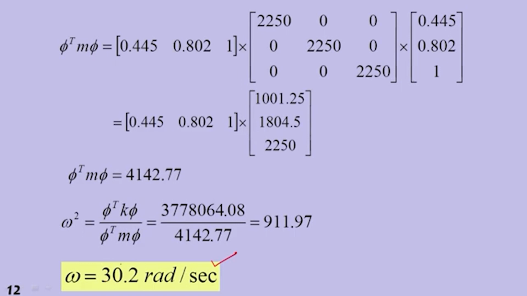You can observe that this value is almost near to the exact natural frequency from the previous class, because we have assumed the same mode shape. The mode shape given for the first fundamental natural frequency, we have used that. Because of that mode shape, we are getting a value very near to the natural frequency.